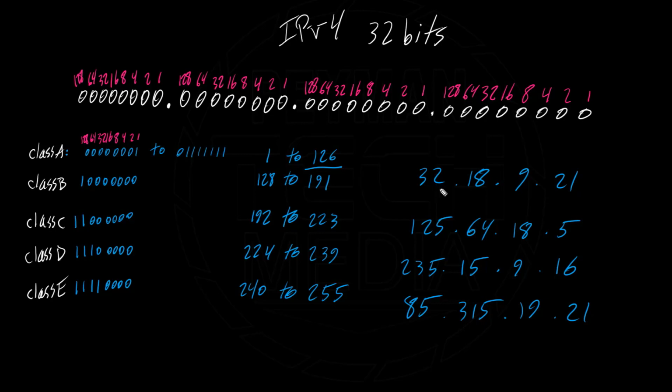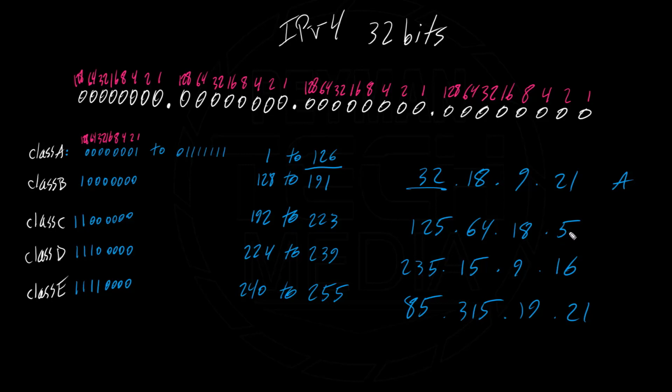Okay, let's take a look at the first IP address. This one, 32, this is the first octet. Looking at the first octet, 32 falls into what range? 32 falls between 1 to 126. Therefore, this is a class A IP address. Let's move on to the next IP address.